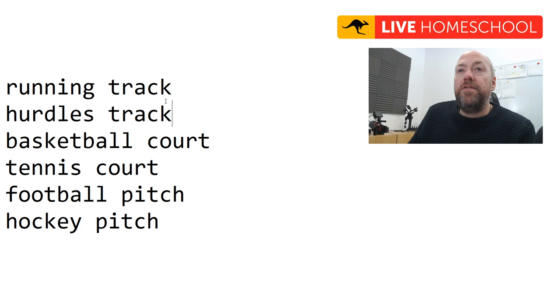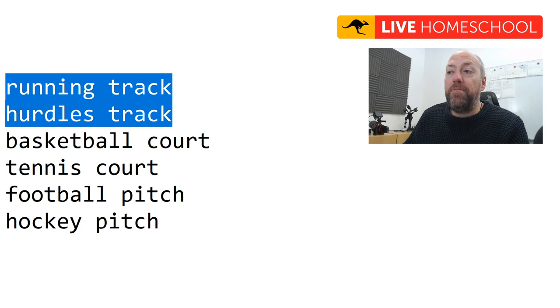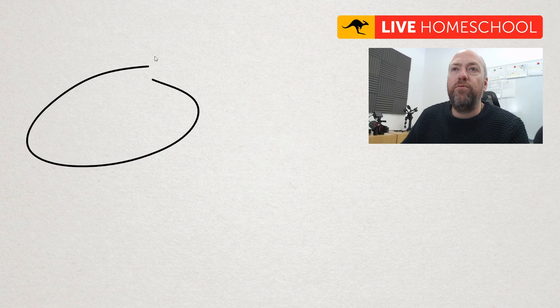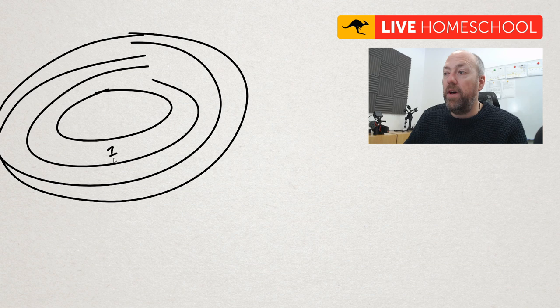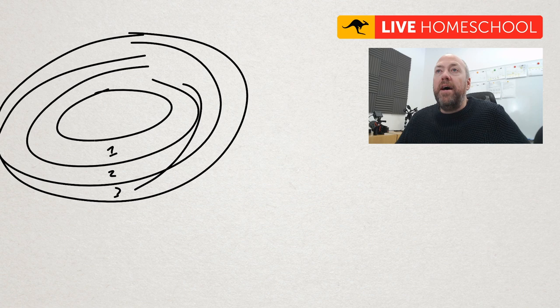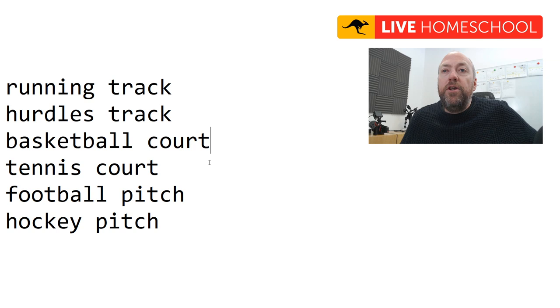So you can see that tracks are the types of places where you run, which are kind of round and they have different lanes, right? Like one lane, two lanes, and you go around. They're tracks, right? They're tracks. And then you have, where's my thing? You have a court and a pitch.